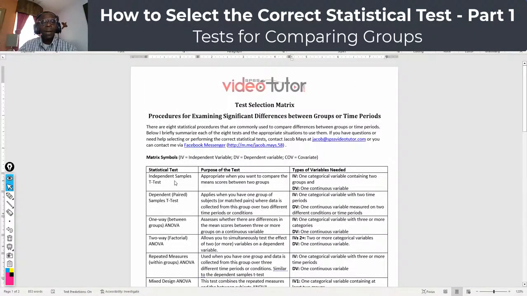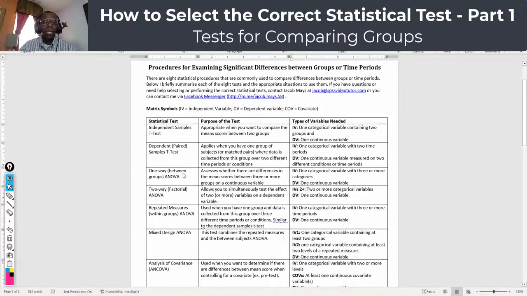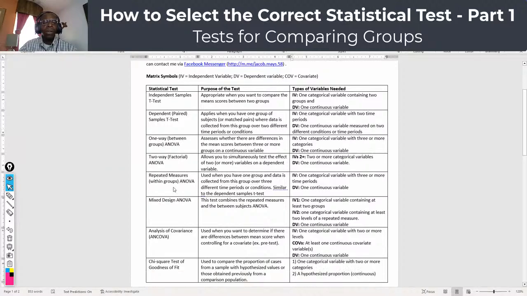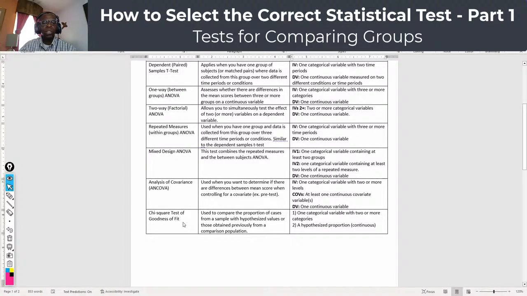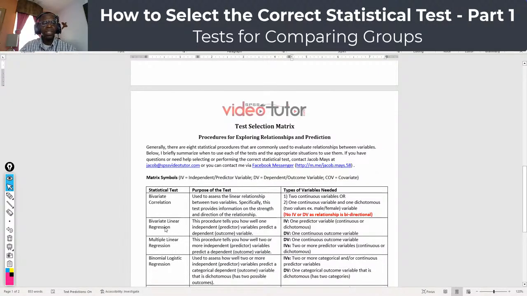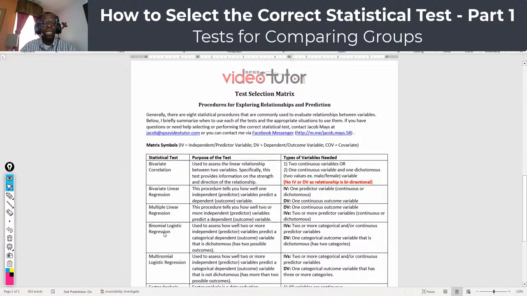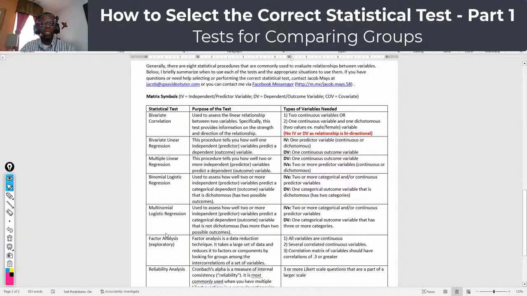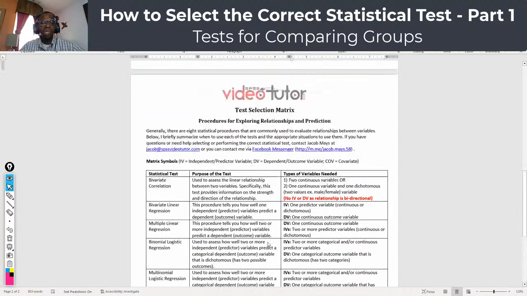So we have the independent samples t-test for comparing groups, the dependent or paired samples t-test, the one-way ANOVA, the two-way ANOVA, repeated measures ANOVA, mixed design ANOVA, analysis of covariance, chi-square test of goodness of fit. And then for exploring relationships or prediction, we have the bivariate correlation, the bivariate linear regression, the multiple linear regression, the binomial logistic regression, multinomial logistic regression, factor analysis, reliability analysis, and chi-square test of independence.